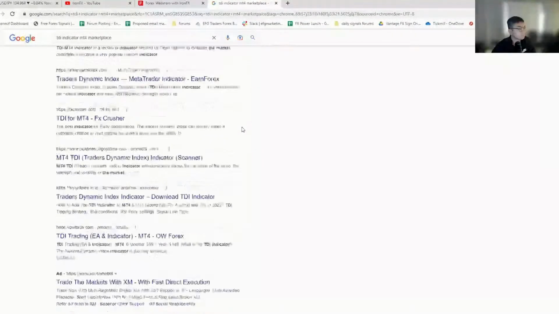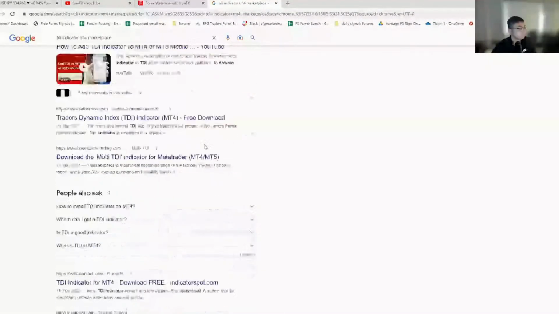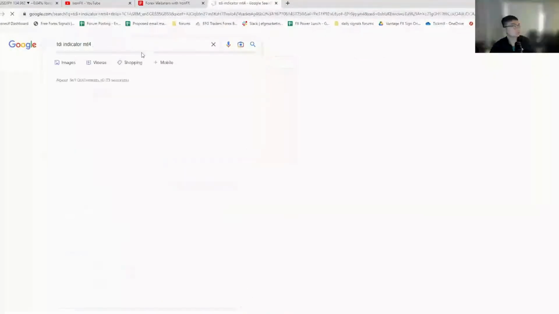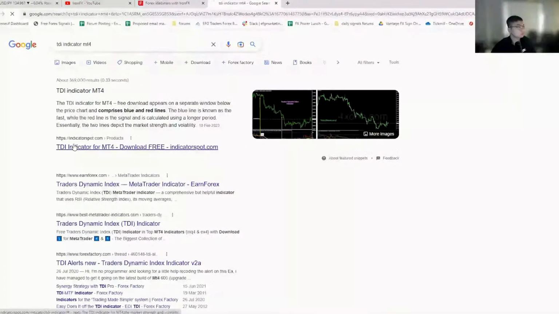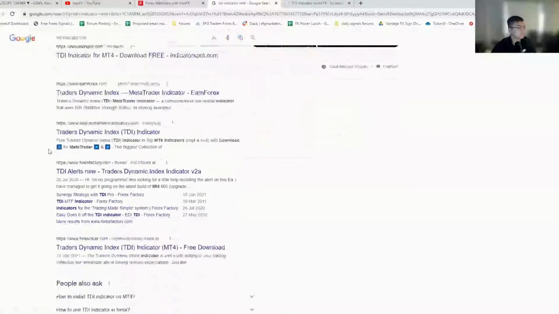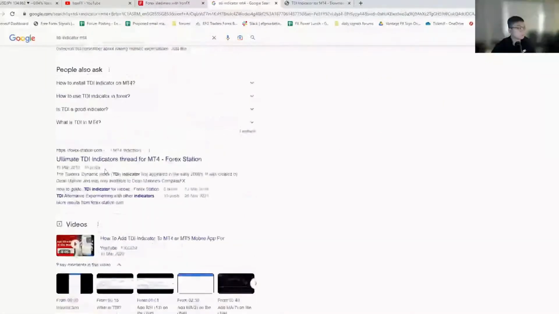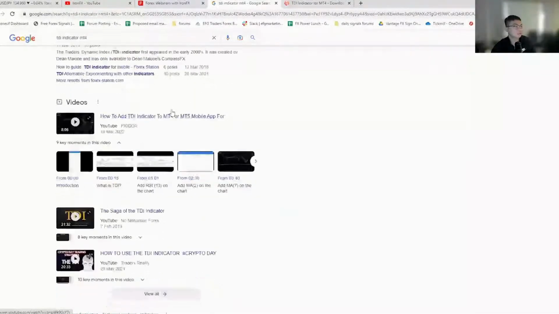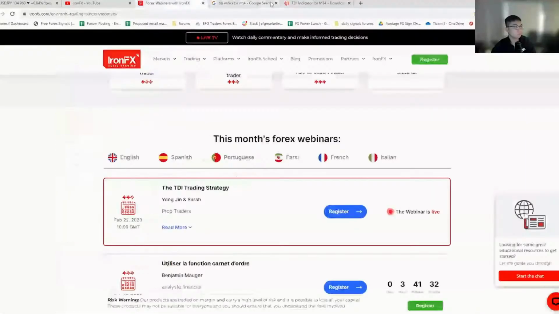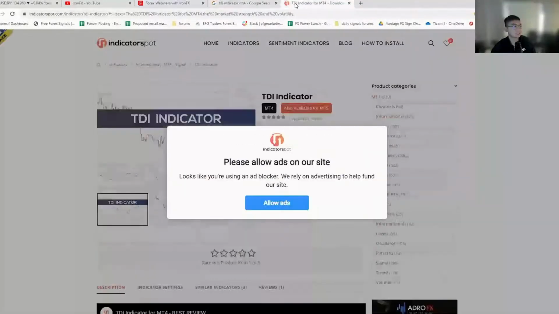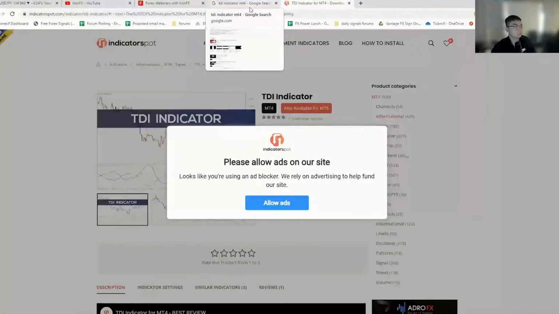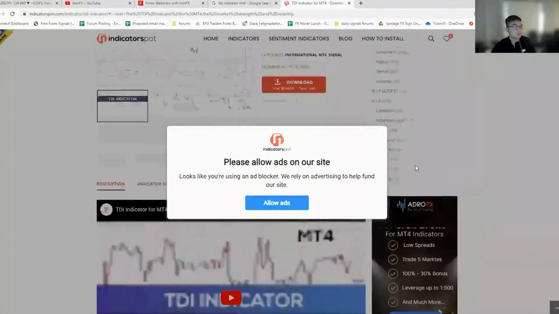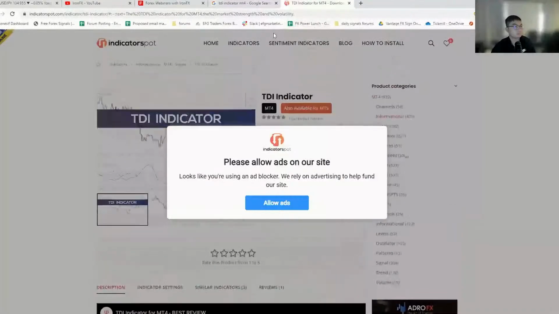Okay, let me find it. Give me a moment. MT4. Okay, maybe you can download it from this website. There are many websites you can find it online. Many TDI indicators, you can actually search YouTube. There's a how to add TDI indicator to MT4 or MT5. So feel free to check it out. So maybe this link, is it free? Yup, you can check that link out.